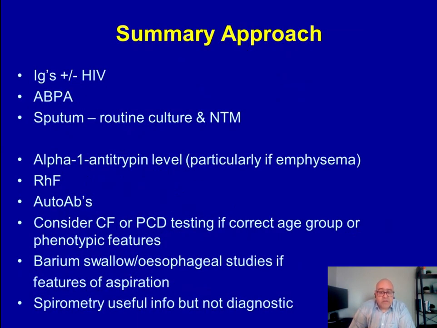So just to remind ourselves, this summary approach to investigating people with bronchiectasis, certainly doing immunoglobulins and HIV tests as standard is important, as well as ABPA testing and sputum for both routine culture and NTM. And we tailor our approach with the other investigations depending on what the history is.